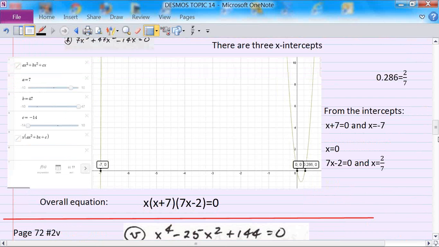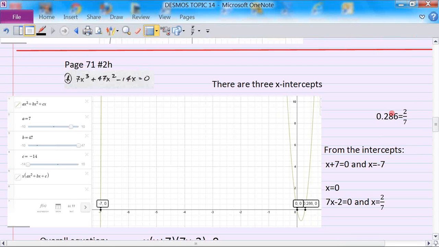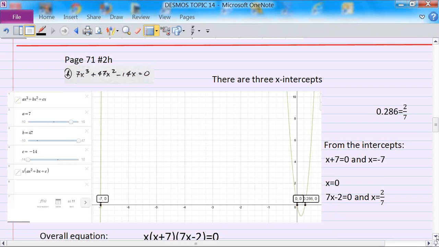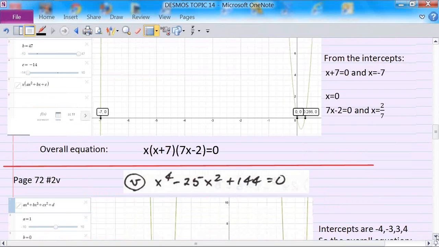Now, I'm not saying that you can work this backwards. It's not that easy because of this number here. But what you can do is, we did this actual problem, and we did find the intercepts. And by graphing it, you can actually verify the intercepts. So Desmos is very, very useful.